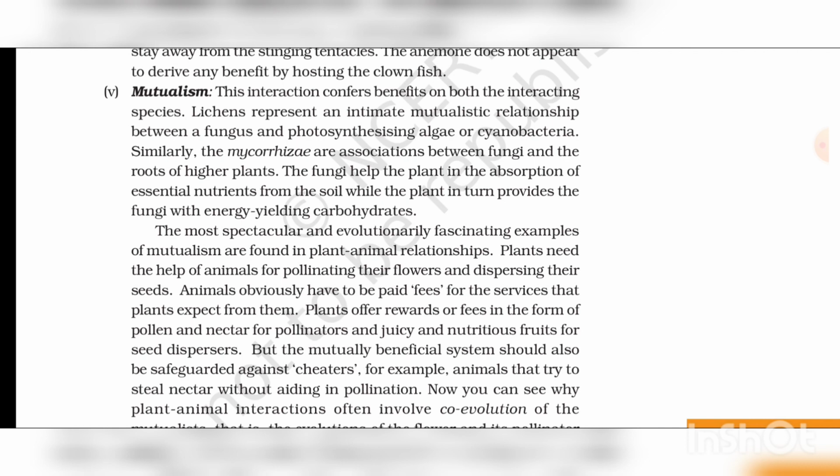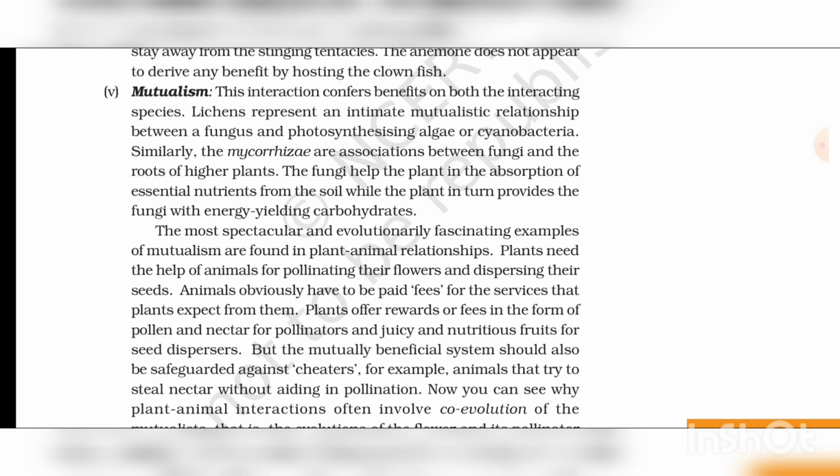This interaction confers benefits on both the interacting species. Lichen represent an intimate mutualistic relationship between a fungus and photosynthesizing algae or cyanobacteria. Similarly, the mycorrhiza are associations between fungi and the roots of higher plants. The fungi help the plant in absorption of essential nutrients from the soil, while the plant in turn provides the fungi with energy-yielding carbohydrates.